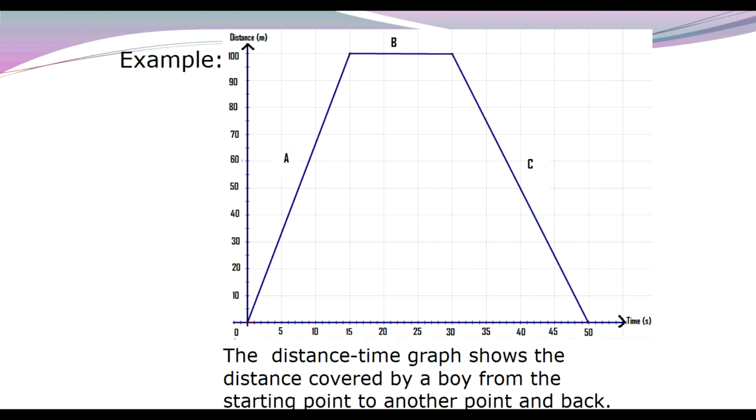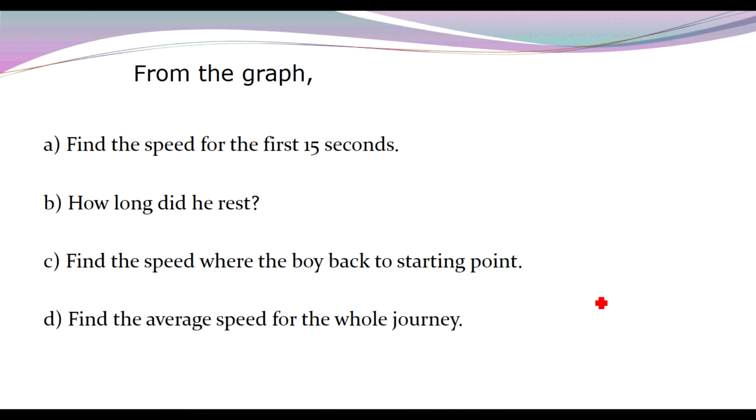Now, an example. The distance-time graph shows the distance covered by a boy from the starting point to another point and back. You can see this is the starting point to another point, and remember this represents the stationary position. That means he waits there for some time and then he goes back. From the graph, find the speed for the first 15 seconds.